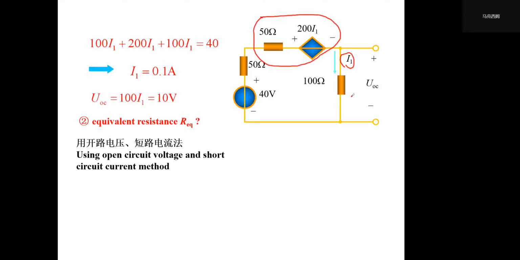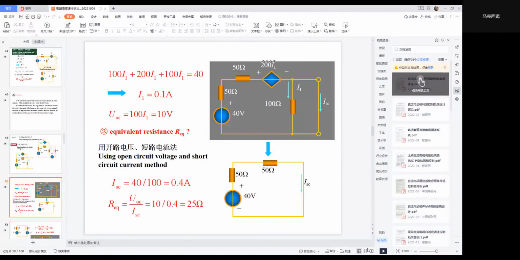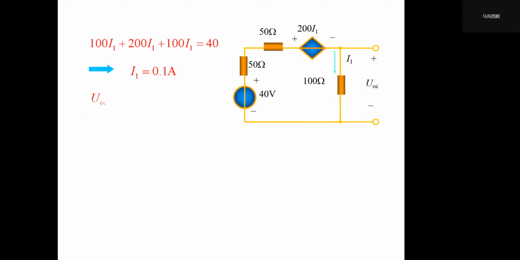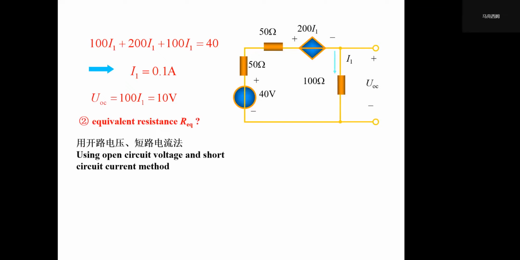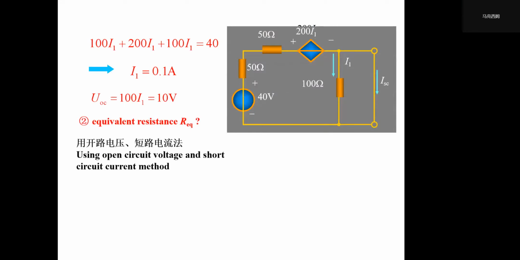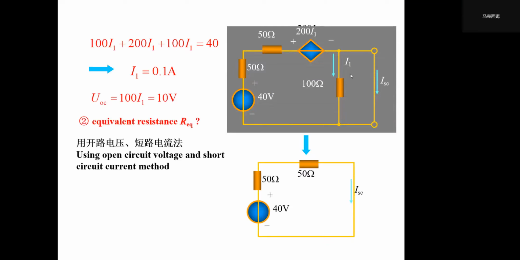Then we should calculate the equivalent resistance. So we can use the open circuit voltage and the short circuit current method. We just short circuit it, right? This time, obviously, I1 equals 0, because it has been short circuited. So no current will go through this branch. They all go through the other branch, right?